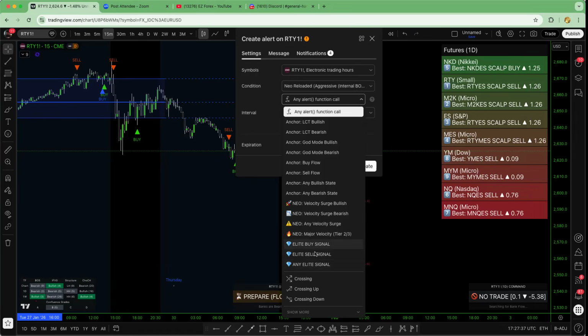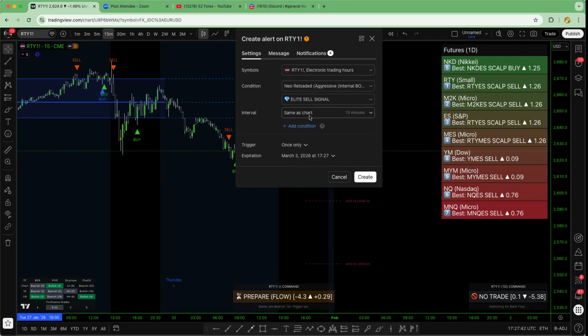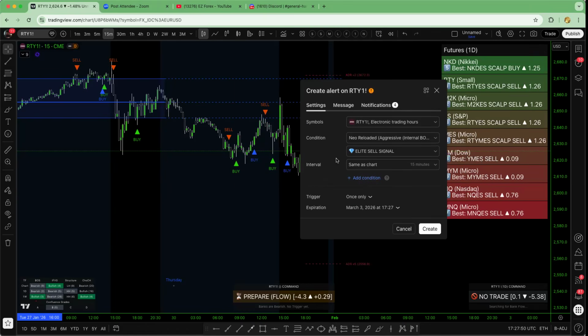So obviously, if we're looking for sells, you want Elite Sell. Now, what you want to do is literally set it up for the time frame that you're on, so the 15-minute chart. Before this sell signal came through, you'd want to wait for the 15-minute chart to get this sell signal. Do you understand?